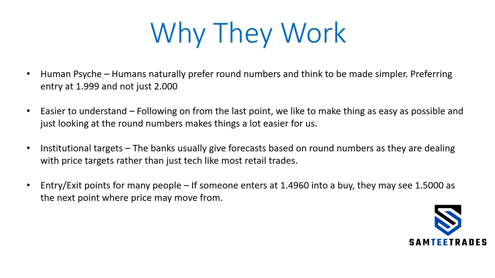And why do they work? Let's answer that question. Mainly it's human psychology. Humans naturally prefer round numbers, it's just a simpler way to put it. So as mentioned earlier, instead of having your entry at 1.999, you're going to have your entry at 2 on the dot. It's just easier, price is more likely to go there, etc.